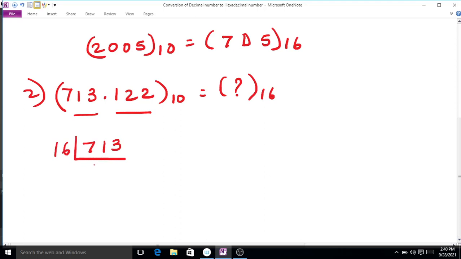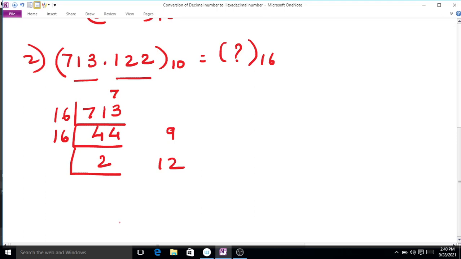We will get 16 fours are 64. So remainder will be 9, and again 16 fours are 64, and we will get remainder as 9. Again we will divide this 44 by 16. We will get 16 twos are 32, and remainder will be 12. Now again we will note down these remainders from bottom to top direction. So we will get 2, 12 and 9.